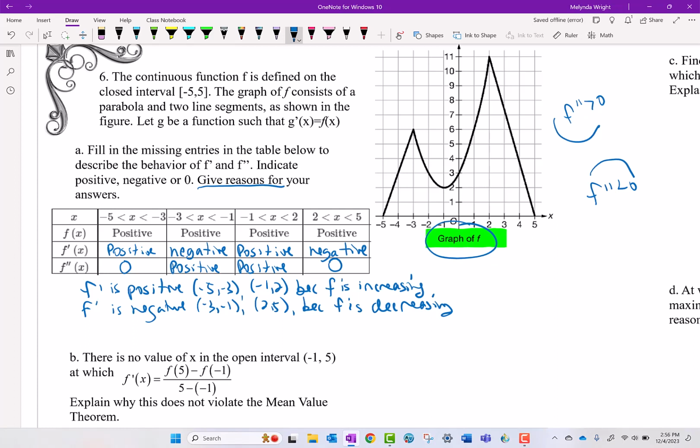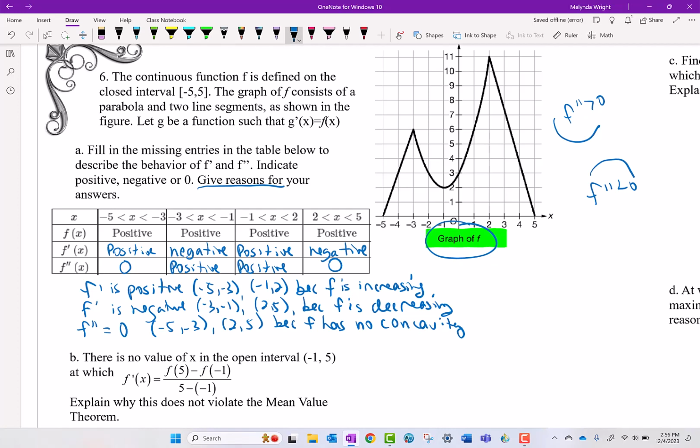Now let's talk about f double prime. Okay, so f double prime is 0 at -5 to -3, and 2 to 5, because f has no concavity. There is no concavity there because it's a straight line. Straight lines don't have any curves.